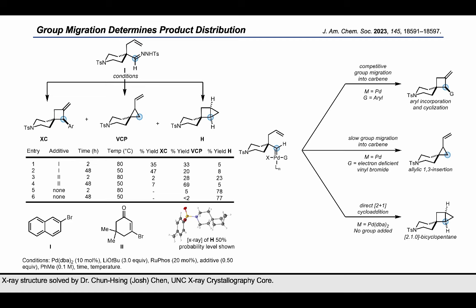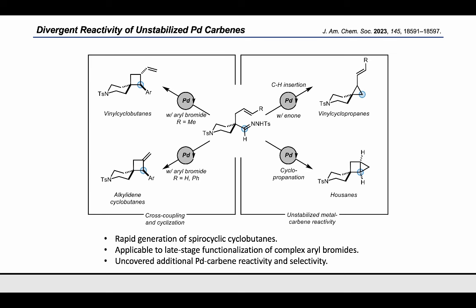With that, I would like to wrap up by talking about how we have investigated the cross-coupling reactivity of allyl and crotyl-substituted hydrazones as bench-stable reagents and their applications in the synthesis of spirocyclic cyclobutanes. We found that the cross-coupling conditions tolerated a wide range of arene and heteroarene electronics, which could be used for the rapid generation of a diverse library of spirocyclic cyclobutanes.